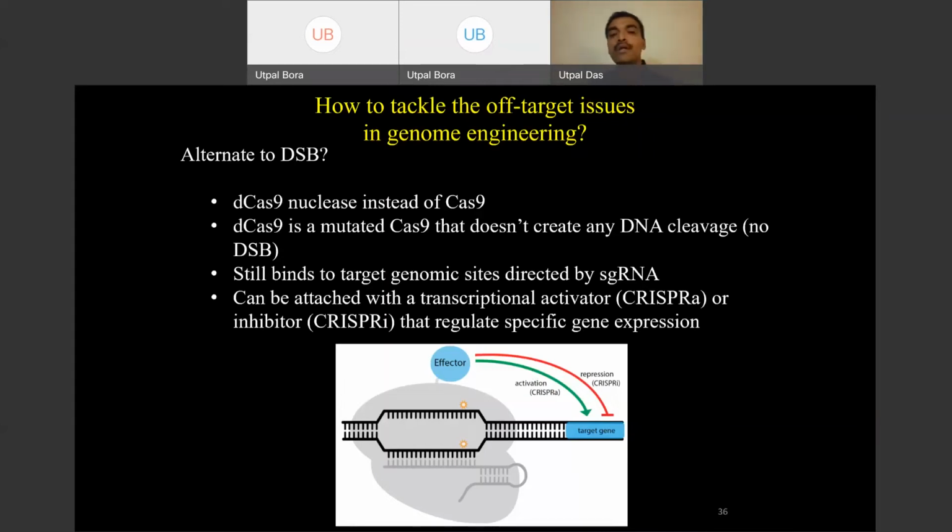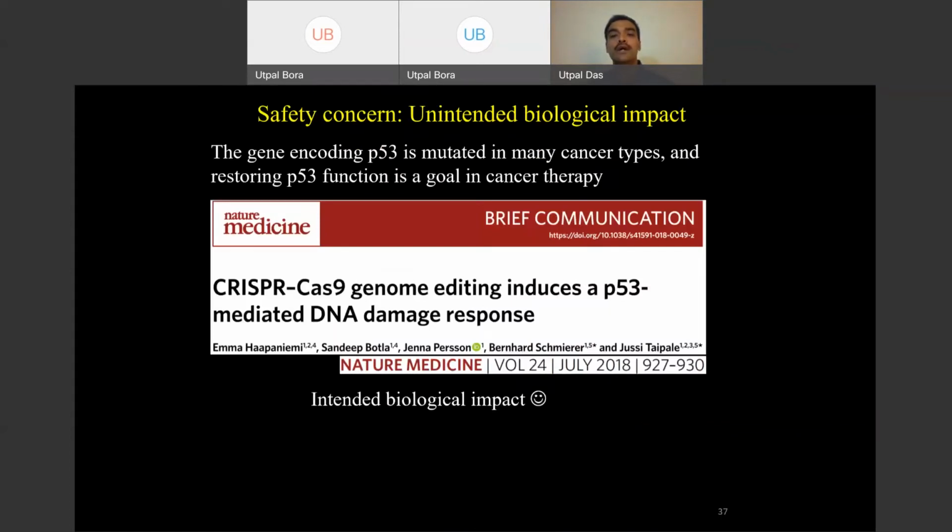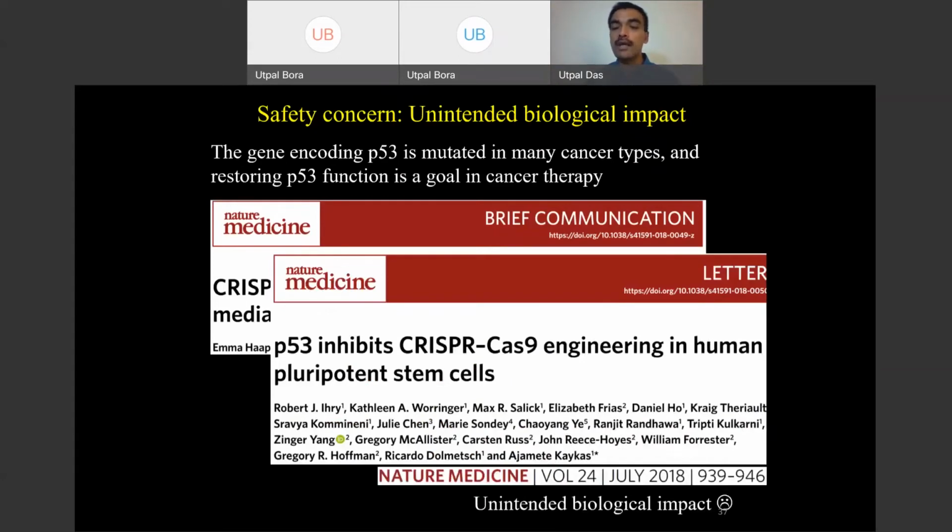Next, let's talk about unintended biological impact. So many times what happens, you try to modify a gene, and you can modify it in certain cells, but not all the cells. In this paper, they tried to modify the p53 mutant. It is really important for cancer progression. So they wanted to correct this p53 gene using the CRISPR-Cas9 system, and they were able to do it. They were corrected, but certain cells, let's say pluripotent stem cells, did not allow editing of p53.